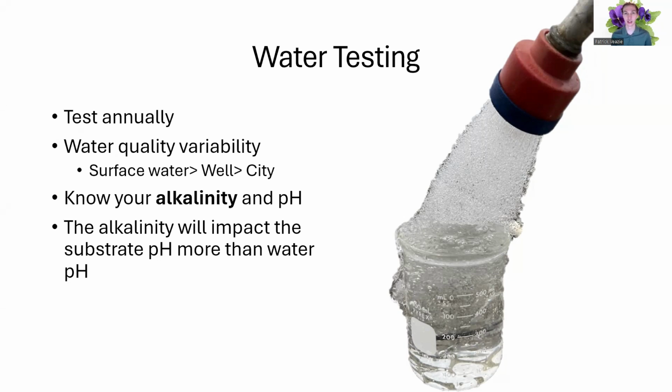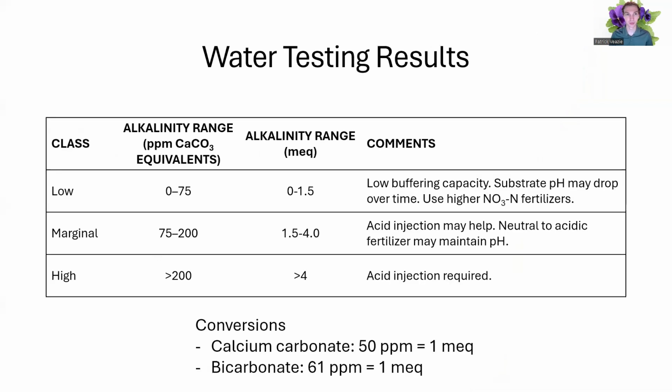And then knowing your alkalinity as well as knowing your pH. Your alkalinity will impact your substrate pH more than the pH of your water. And this is because alkalinity is essentially flowable lime that you're pouring into the pot. And how do we account for that in making changes to our growing practices in order to promote target pH?